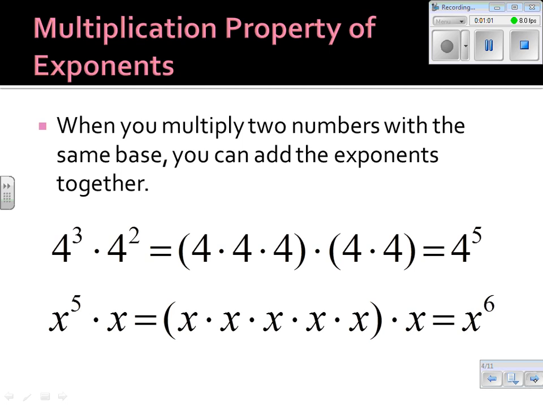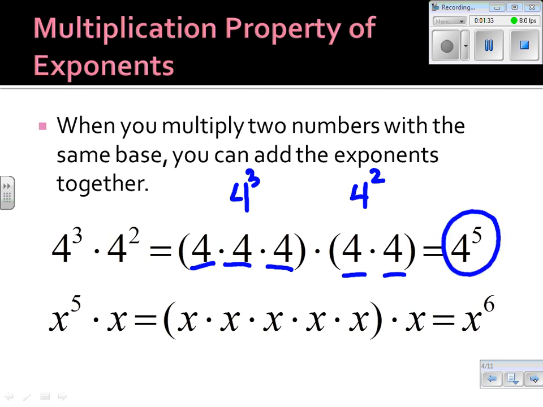The multiplication property of exponents. When you multiply two numbers with the same base, you can add the exponents together. If we were to write 4 cubed times 4 squared out in expanded form, we would have 4 times 4 times 4, which is our 4 cubed, and we would have 4 times 4, which is our 4 squared. Now, if we add up all of the 4s, we would have a total of 5, which is how we get 4 to the power of 5.